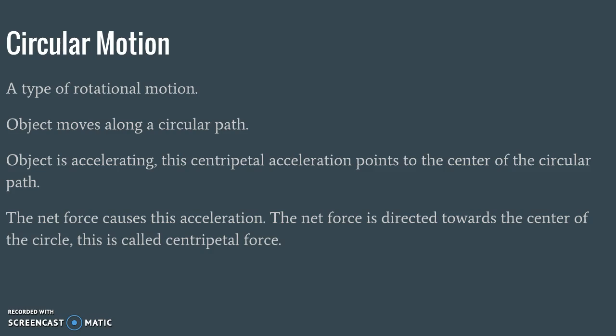We know that this object is accelerating because its velocity is changing, right? Whether it stays at the same speed or not, no matter what, we're changing our direction, which means we're changing our velocity. This acceleration is pointed towards the center of the circular path, right? And because of this, we know our net force has to be towards the center of our circle as well, right? F equals ma. And therefore, our centripetal force is pointing towards the center of the circle.